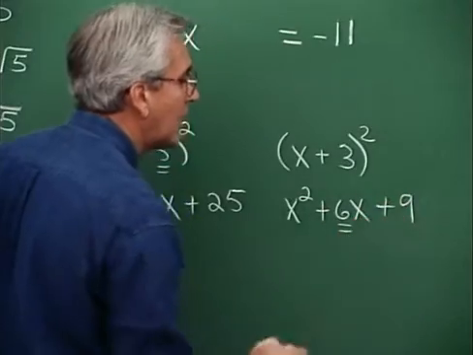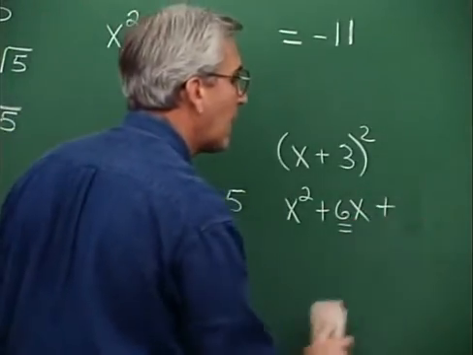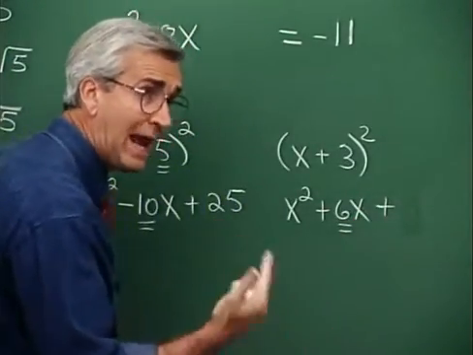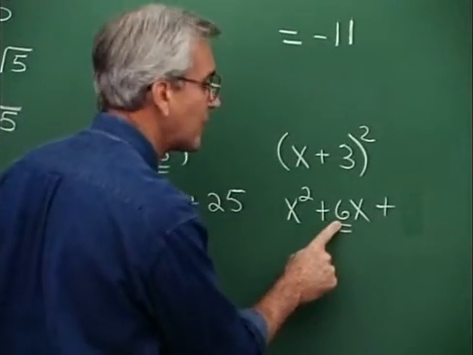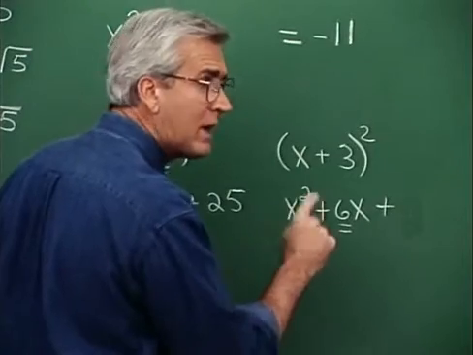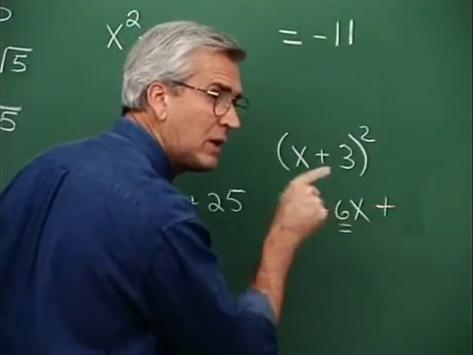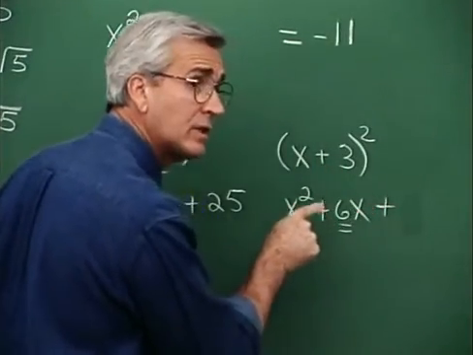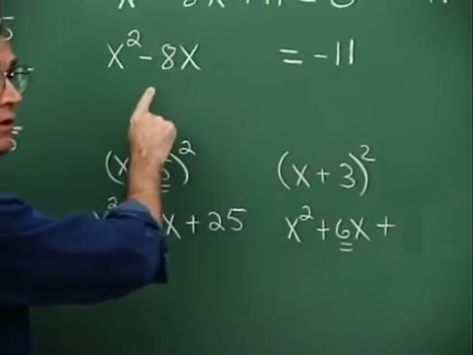You see, if we didn't know that there was to be a 9 there, a way to calculate it would be to take half of the 6 and then square that amount to get the 9. You see, we could invent that last term. We know what it is by knowing what this is. And that's the key to completing the square up here.